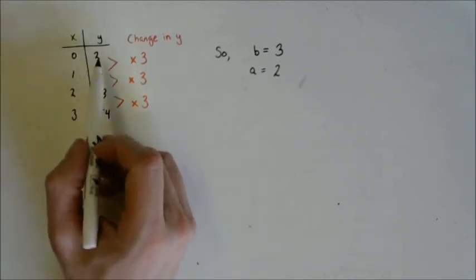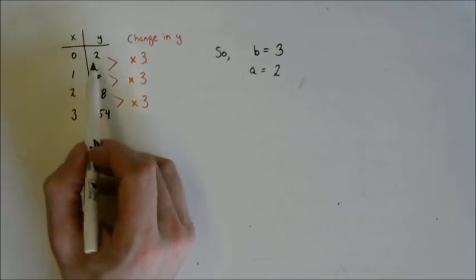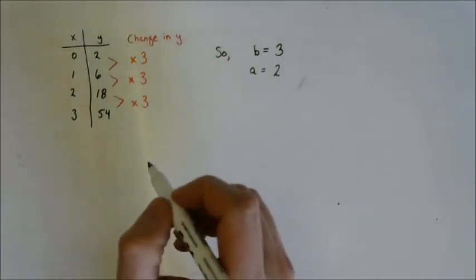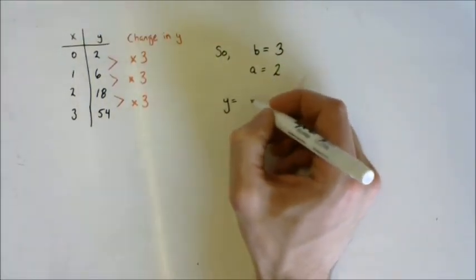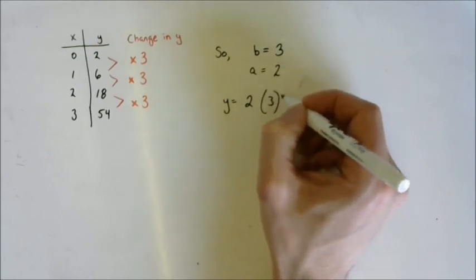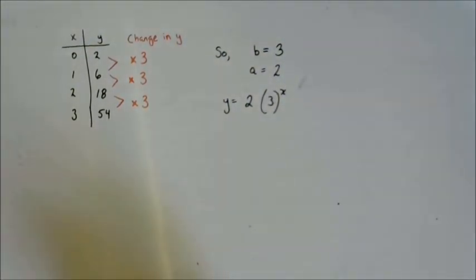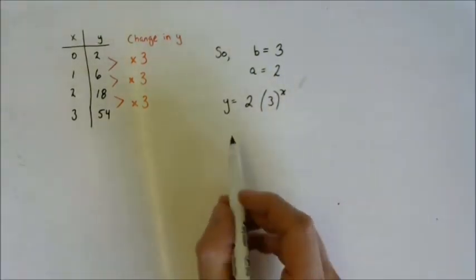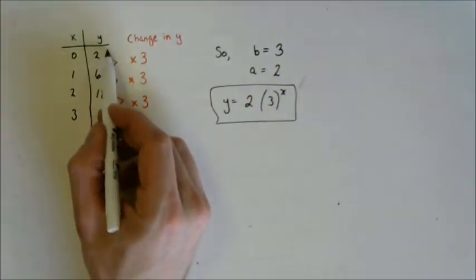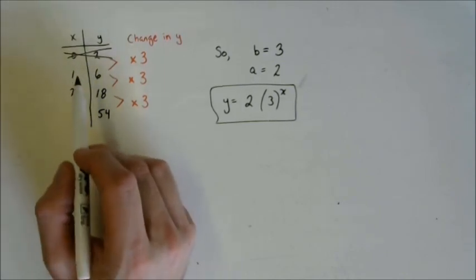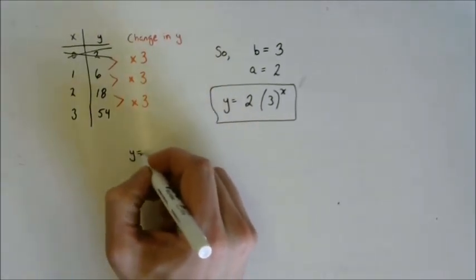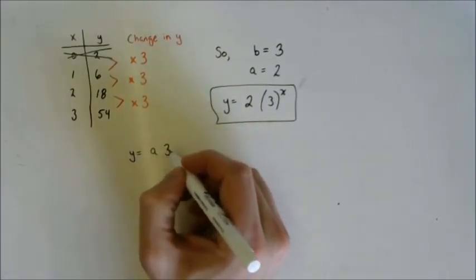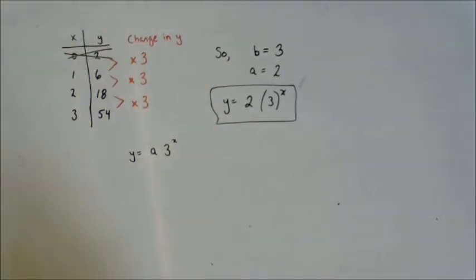If we did not have this point, if we did not have (0, 2), we could still figure it out. And here's how we would do that. So let's say we just knew, I'm going to write the answer first, y equals 2 times 3 to the power of x. Okay? That's what this thing would look like. Now, if we did not know that the initial value was going to be 2, we could take what we do know, which is y equals a times 3 to the power of x, and we could plug in values that we know.